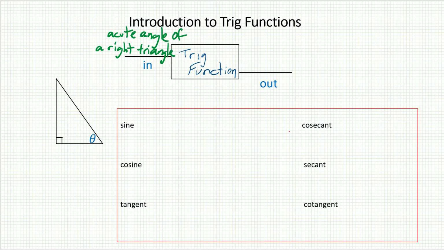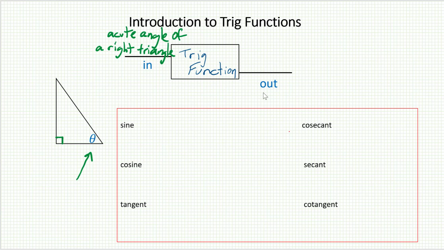That's pretty specific, so I have to have a right triangle, meaning a triangle with a 90-degree angle in it. And what I'm allowed to stick into these new functions is one of the acute angles inside. Remember, acute means less than 90 degrees, so I can't stick in the right angle. I can only stick in one of the two acute angles. I know that these are acute angles. The sum of the angles in a triangle adds up to 180. I already have a 90-degree angle, so these other two angles add up to 90, which means each one, of course, is less than 90.